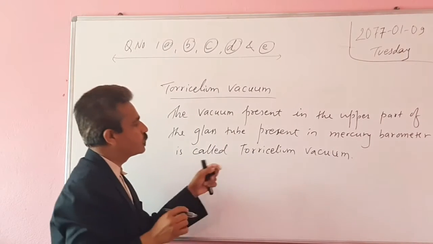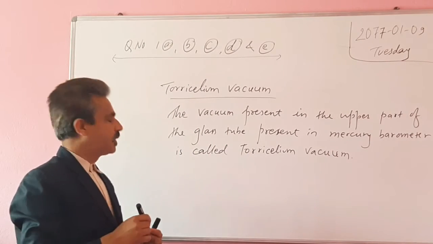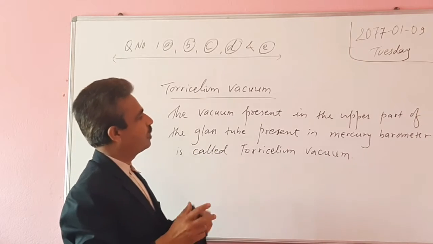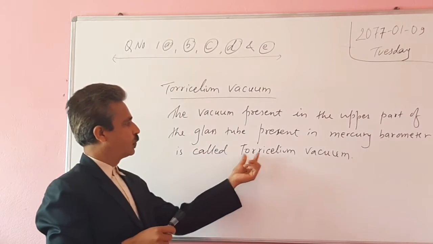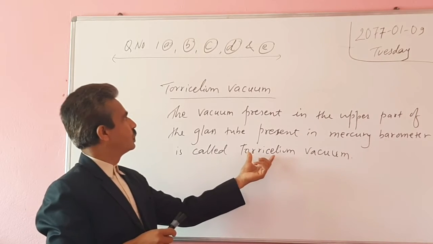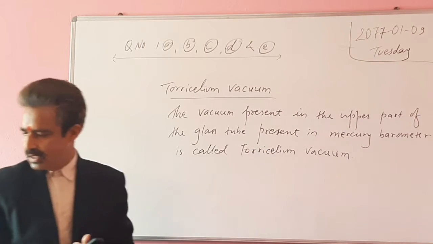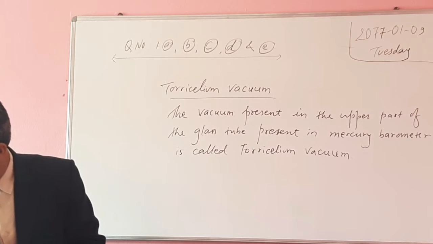Do you know why it is called Torricellian vacuum? Because the mercury barometer was invented by Torricelli. That's why, to honor him, it is given the name Torricellian vacuum. Okay.